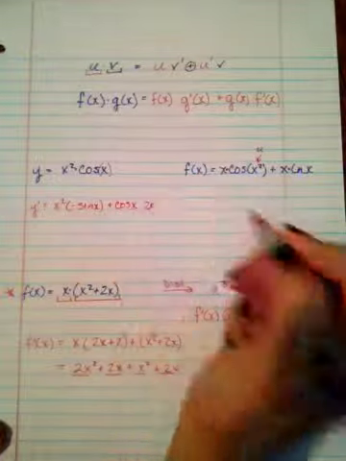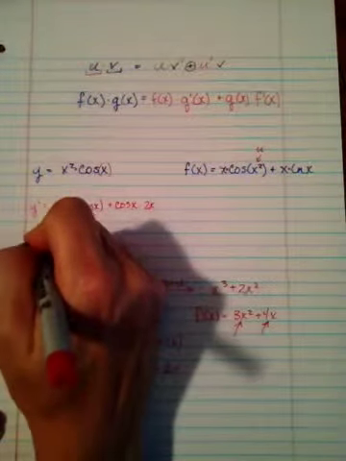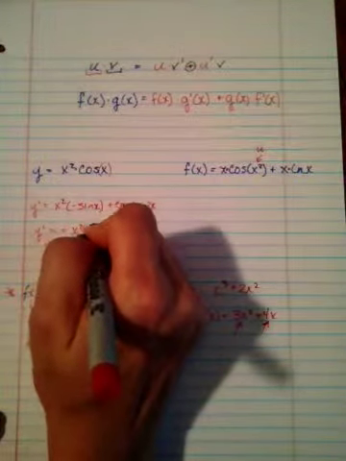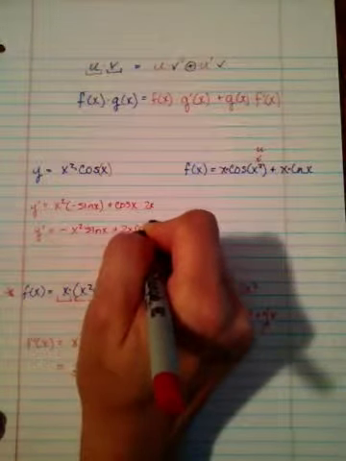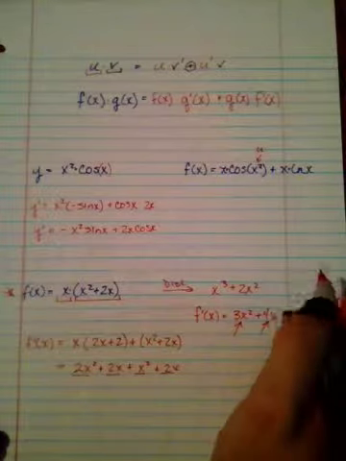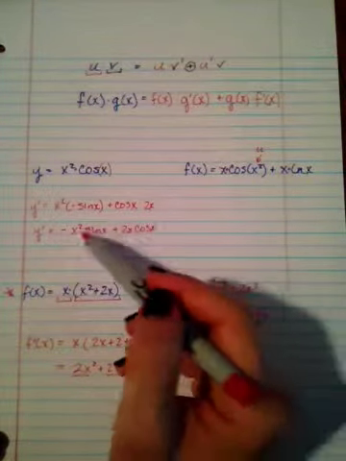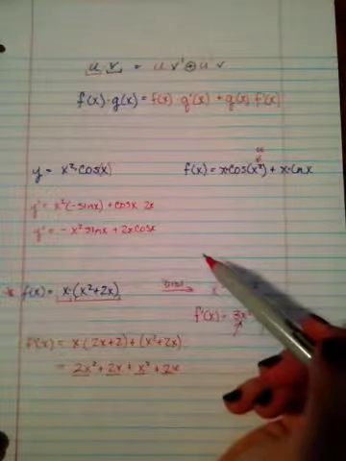If I wrote this out a little bit cleaner, I'd say y prime equals a negative x squared sine x plus 2x cosine x, and that's done enough. Now, if I actually was solving for something, if I was trying to find where y prime equaled 0, I could factor out an x, and then I could work from there.